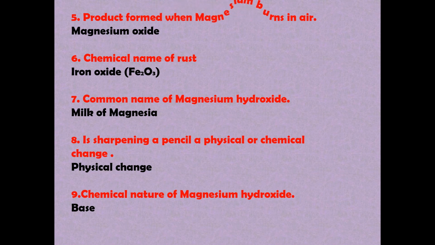Next question. Product formed when magnesium burns in air, that's magnesium oxide. Chemical name of rust, that's iron oxide, Fe2O3. Common name of magnesium hydroxide, that's milk of magnesia. Sharpening a pencil, is it a physical change or chemical change? It's a physical change because no new substance is formed over here. Chemical nature of magnesium hydroxide? It's a base.